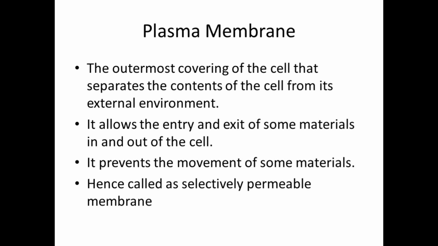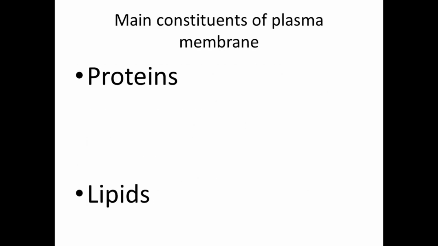Plasma membrane. So now we will go through certain facts about plasma membrane. The plasma membrane is the outermost covering of the cell that separates the content of the cell from its external environment. It allows the entry and exit of some materials in and out of the cell, that we saw when we studied the functions of plasma membrane. It prevents the movement of some materials and hence it is called a selectively permeable membrane.